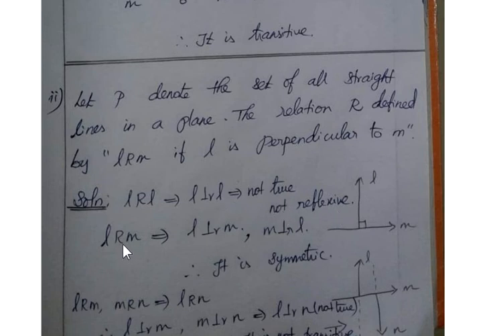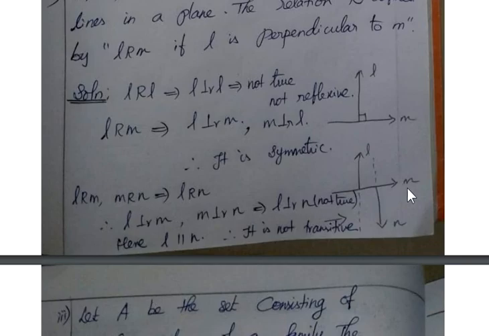Next we take two numbers, that means two line segments. L is related to M means L is perpendicular to M. The same way M is also perpendicular to L. See the picture. Here L is perpendicular to M. The same way M is also perpendicular to L. So both the things satisfy the relation. Therefore it is symmetric.